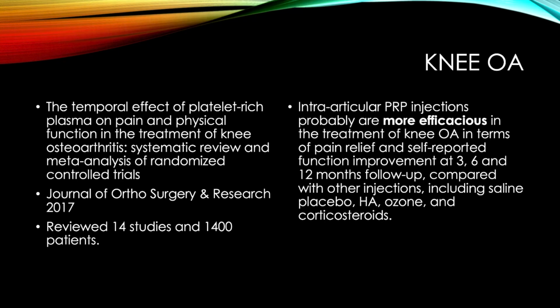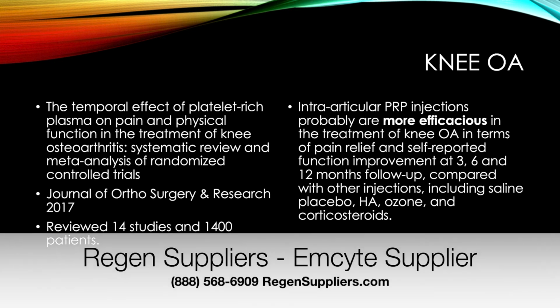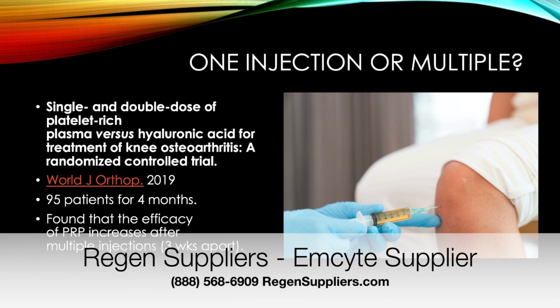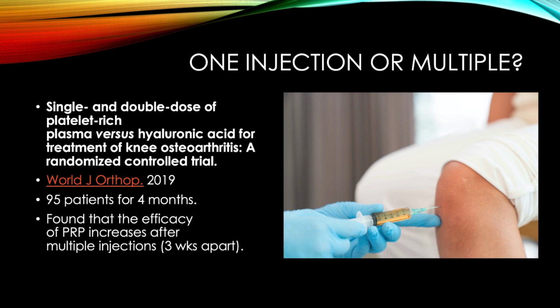So here's one that looked at 14 different studies and over 1,400 patients. They showed that intra-articular PRP injections probably are more effective in the treatment of knee arthritis compared with saline, placebo, hyaluronic acid, ozone, corticosteroids. And this was upwards of a year of follow-up. Should you do one injection or multiple? This study looked at that last year. 95 patients were looked at for only 4 months, but they did find that the effectiveness of PRP did increase after multiple injections 3 weeks apart.